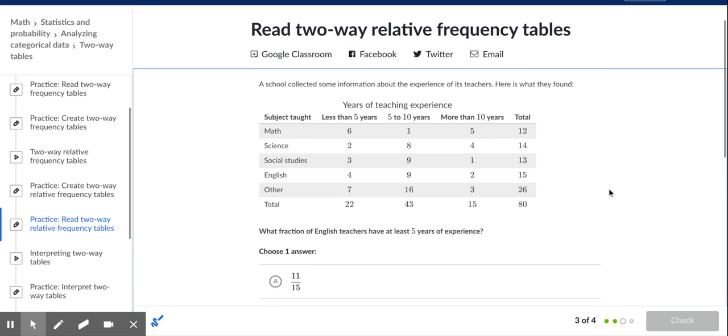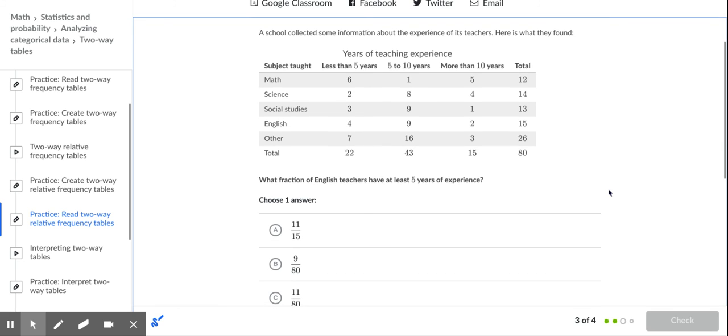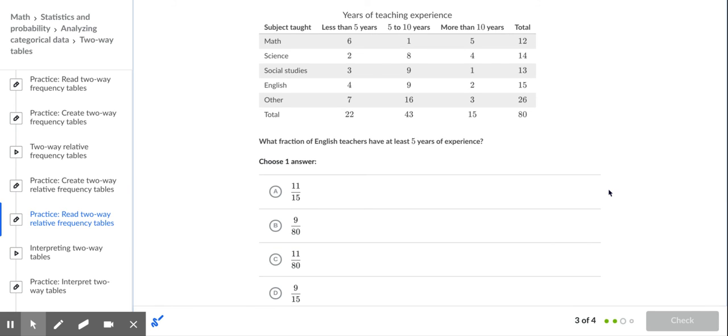Let's see here. I'm looking to see if they have different types of questions. It doesn't look like it. What fraction of English teachers have at least 5 years of experience? So at least 5 would be not less than 5. So not in this column. English teachers, but not this column. It'd be these two columns. So it's not the total. It's adding these two together. So 11 English teachers out of the total 15.